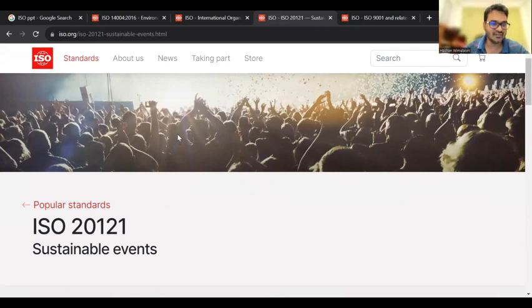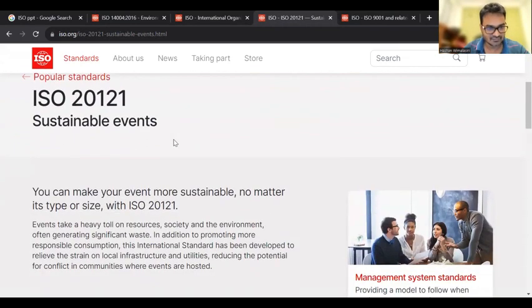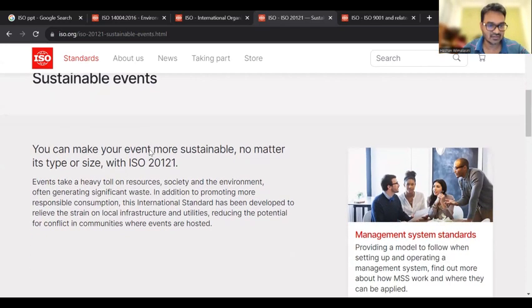ISO 20121 is about sustainable events. You can make your events more sustainable no matter their type or size with ISO. Events take a heavy toll on resources. Read this a little.